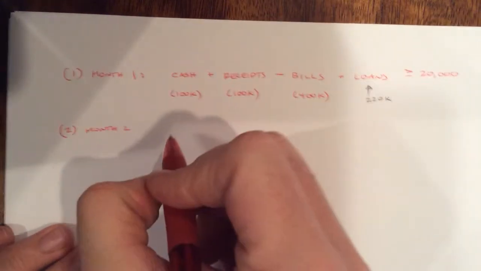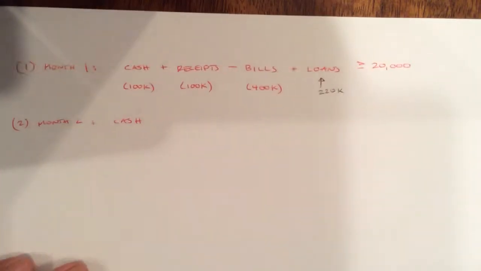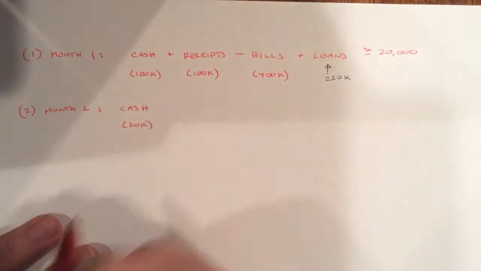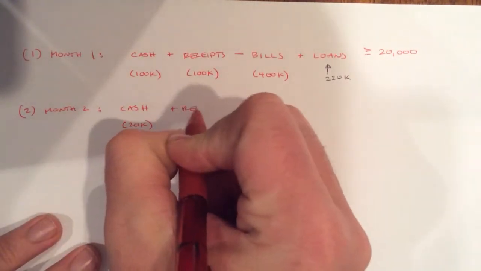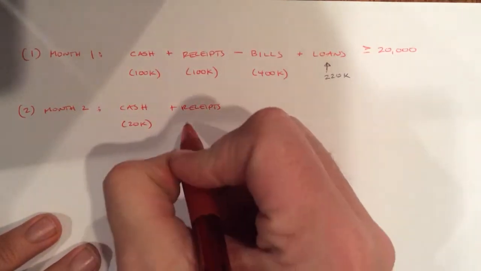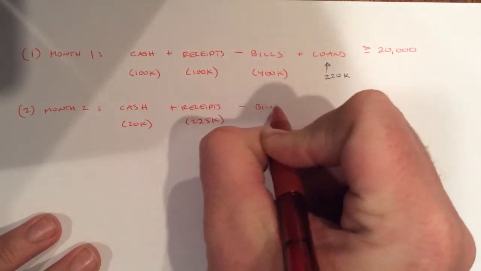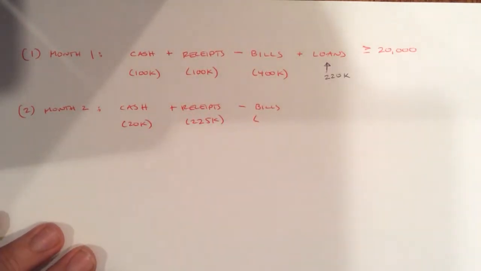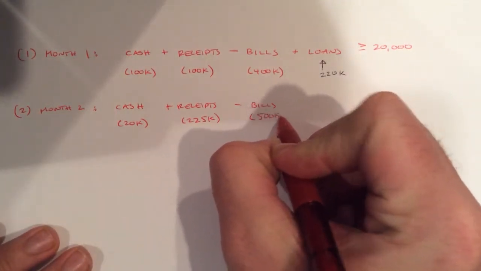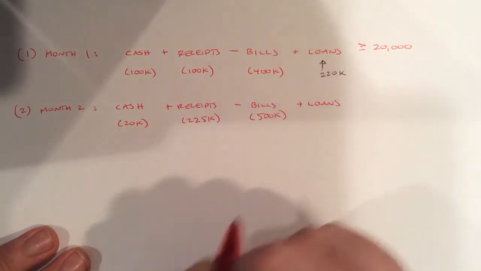Well, in month 2, we have the cash on hand. How much cash do we have on hand? Well, it's the $20,000 we held on to from month 1. So we have 20K cash on hand plus our receipts. And here our receipts are 225,000 minus our bills. And our bills in this case are 500,000. Oh, they're going up. Minus or plus our loans, how much money we borrow from the bank.